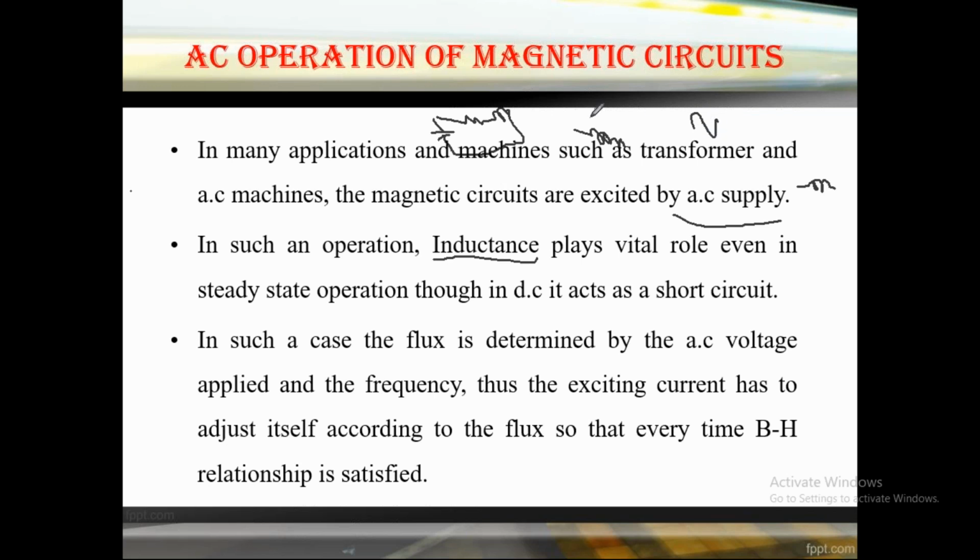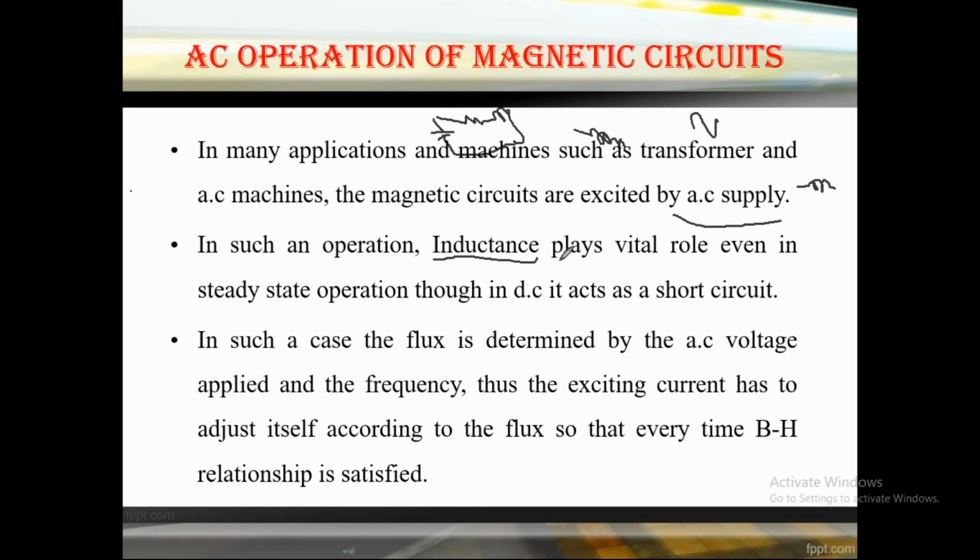So how can we control it? The only device is the inductor. That's why in AC operation, the inductor acts as a vital role. The inductor is also known as a reactor. Inductor ni reactor kuda antaru. Okay? Just remember these words.